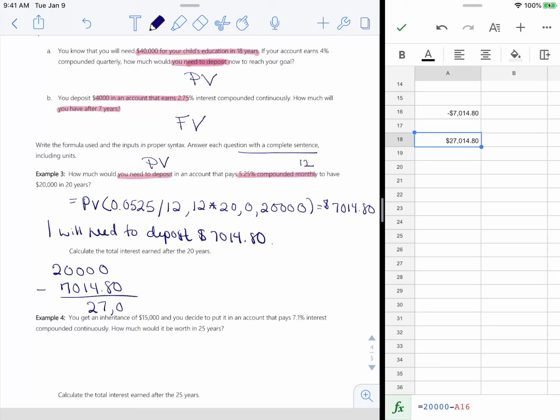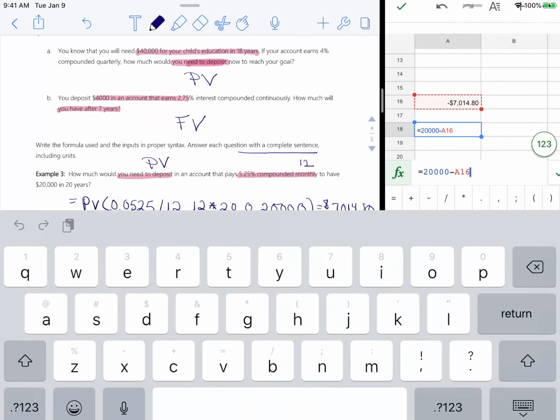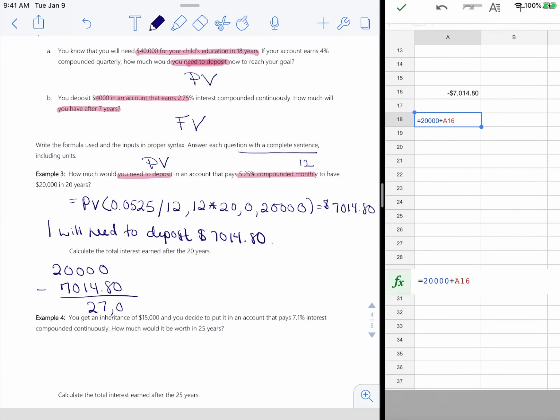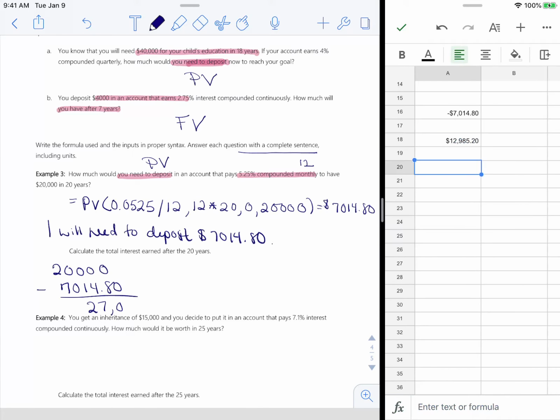Oh, forgive me. Look at how I messed that up. Why did I mess that up? Because this is a negative, right? So I'm actually going to, I was like, that doesn't make sense. I'm actually going to end up adding it since it's a negative, which is the same thing as, okay, that makes way more sense. So I was like, huh? Okay, so it's going to be $12,985.20.